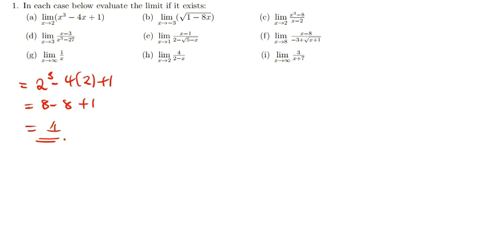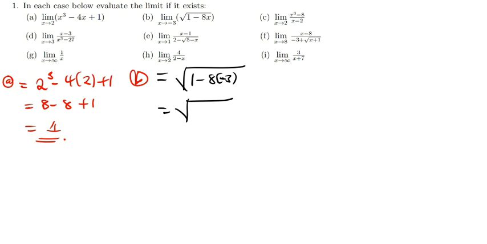Part B, I'll do the same. So I'll just say equal to, because I want to plug in the value directly, the square root of 1 minus 8 times negative 3. So negative and negative is going to be positive, and I'll end up having the square root of 1 plus 24, which is the square root of 25. The root of 25 is 5. As simple as that. Now let us go ahead and do part C.